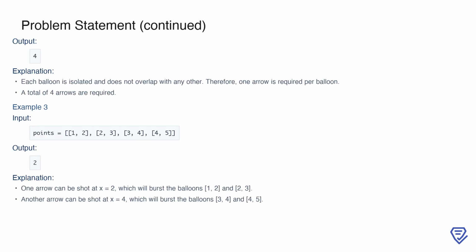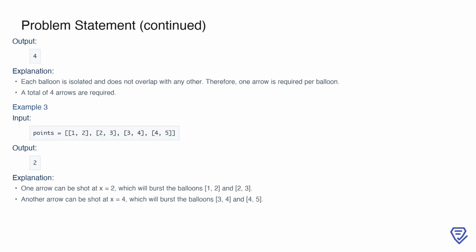In another example, the input is points equals [1, 2], [3, 4], [5, 6], [7, 8]. Here, each balloon's diameter is completely isolated, meaning no 2 balloons overlap. As a result, each balloon must be burst with its own arrow. One arrow can be shot at x equals 2 for the first balloon, another at x equals 4 for the second, and so on. In total, 4 arrows are required, which is the output.